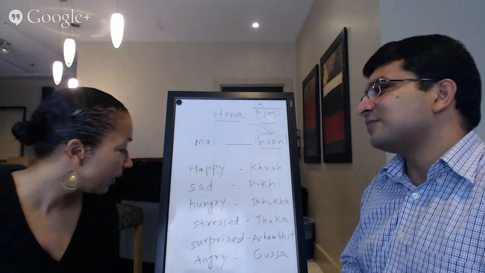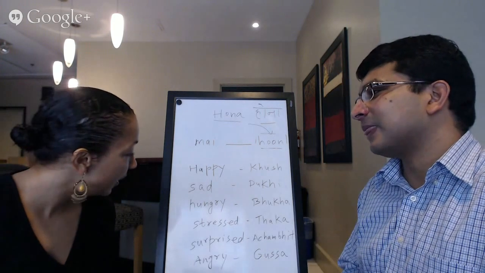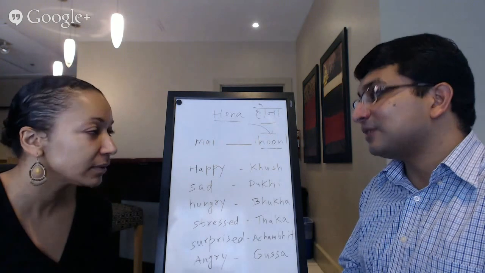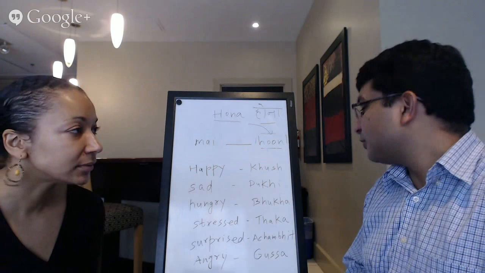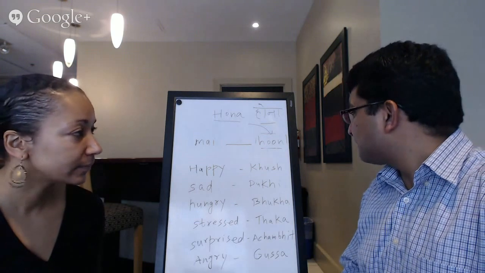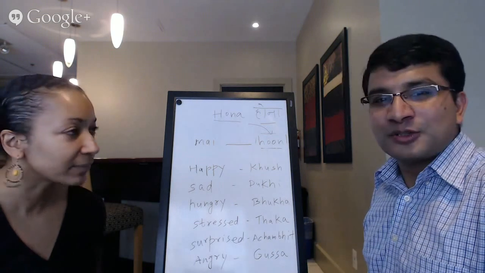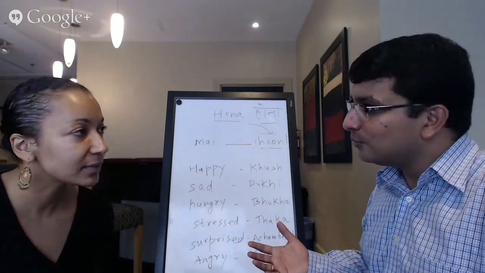The next one, I'm surprised. So मैं अचंभित हूँ. Angry. मैं गुस्सा हूँ. Okay. Good, this is good. So why don't we do some more of them, more moods?